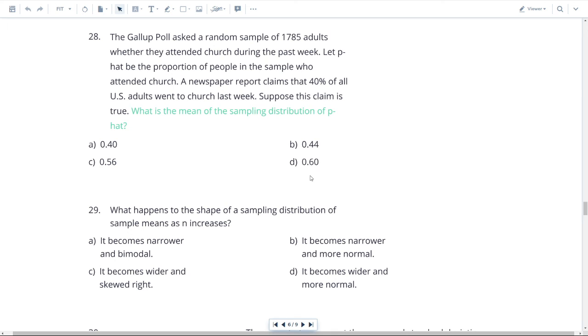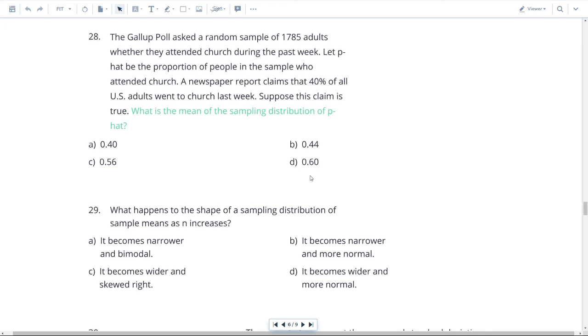If you were to take that sample of 1785 and repeat that sample many times and then make a histogram of all of the results, look at the question. The sampling distribution of p hat. Well, in theory, it should have a mean of 0.4. That's just the pure definition of it.